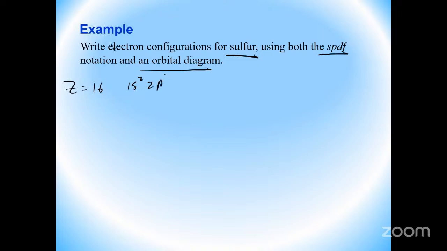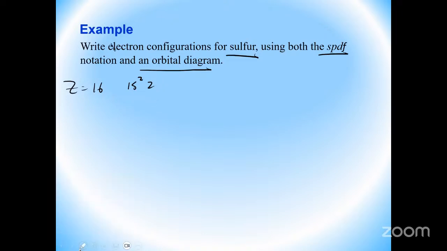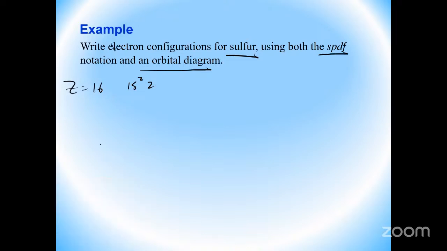2s would be 2. And then 2p would be 6, right? So far we have assigned 10 electrons. Then the next would be 3s, which would be 2, and then 3p will be what? 12 plus 4. So that would be the electronic configuration, the SPDF notation for sulfur, right?